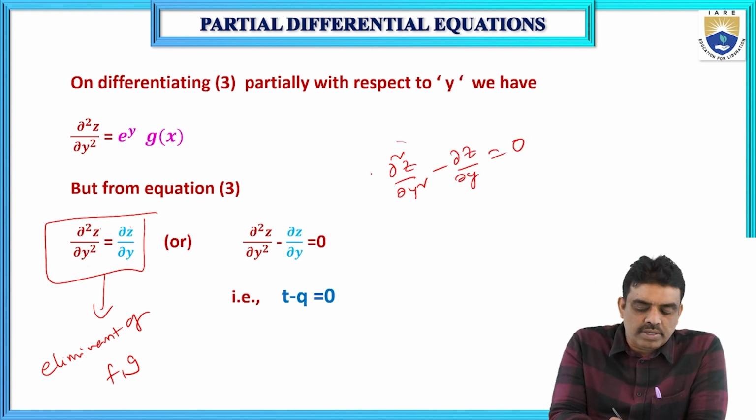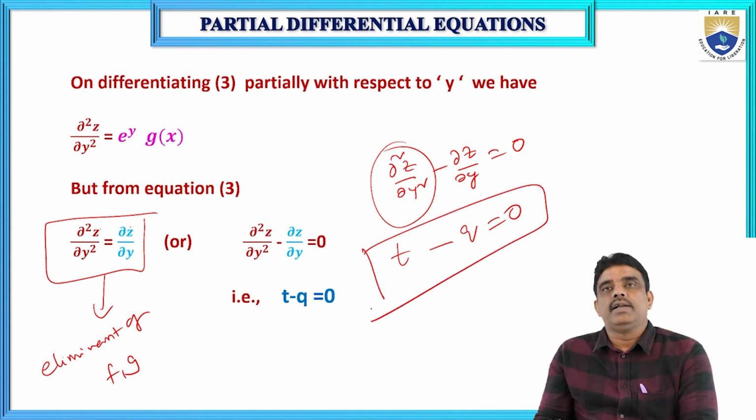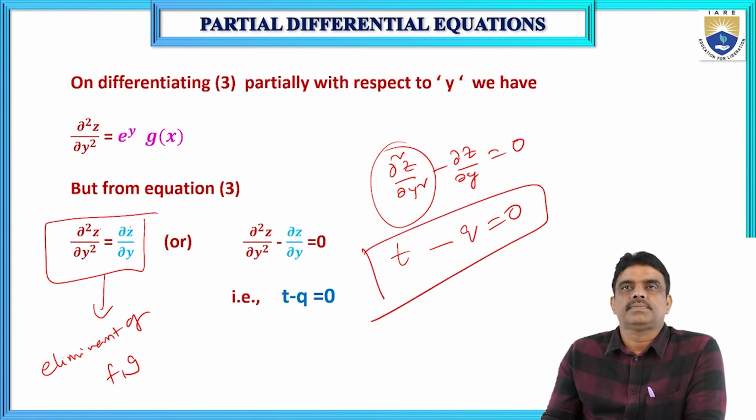So what is ∂²z/∂y²? That is t. ∂z/∂y, that is q. So t minus q is equal to 0, which is the required partial differential equation.